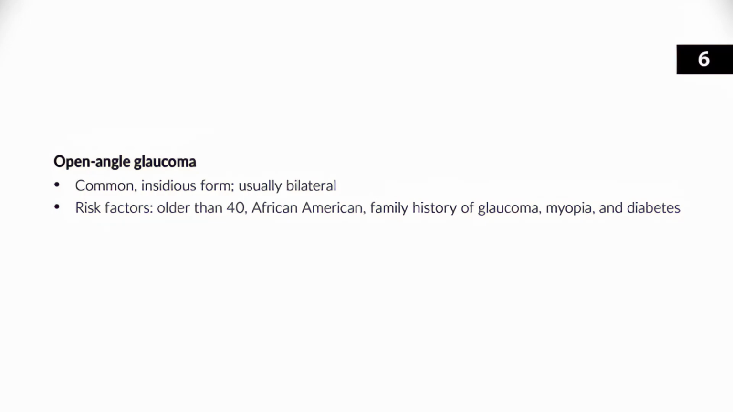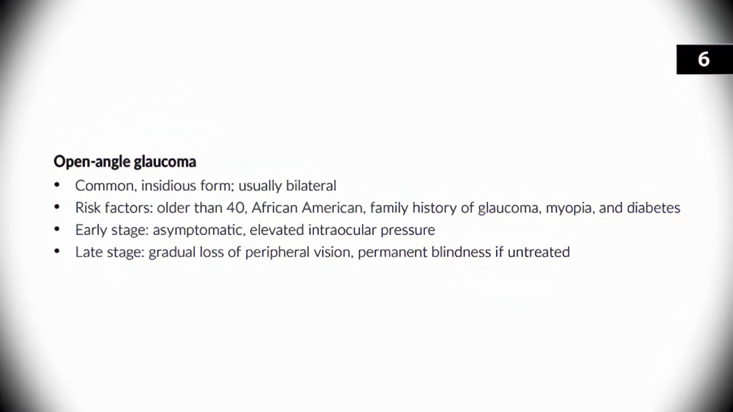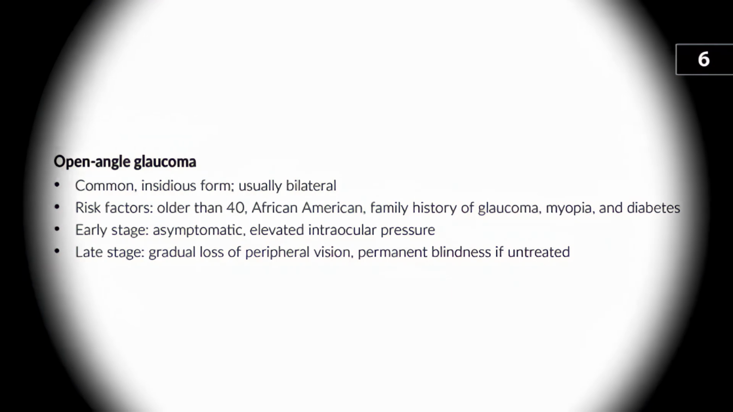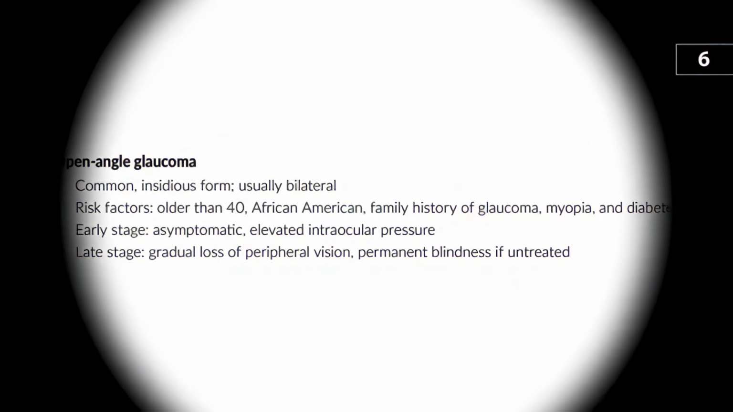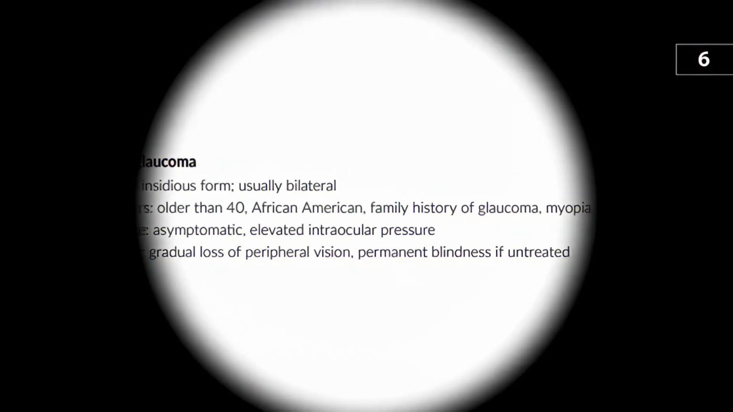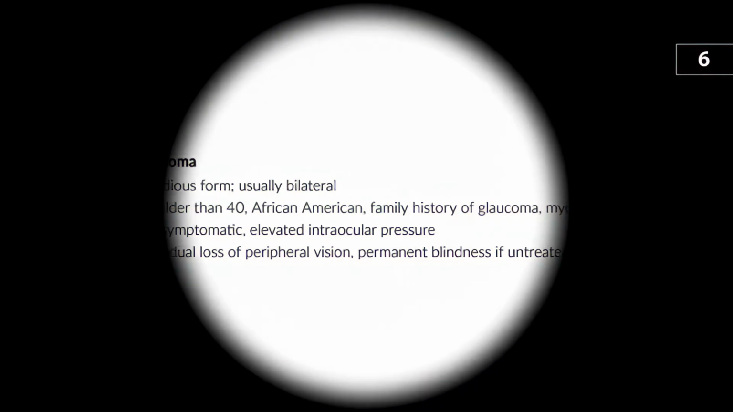Diabetes can cause lots of different eye problems. In the early stages, these patients are usually asymptomatic, but they do have elevated intraocular pressure. Then later, as the glaucoma progresses and the elevated intraocular pressure does damage to the optic nerve, that results in gradual loss of peripheral vision. And ultimately, it results in permanent blindness if it's left untreated. So it's important to screen patients for glaucoma and catch it early.